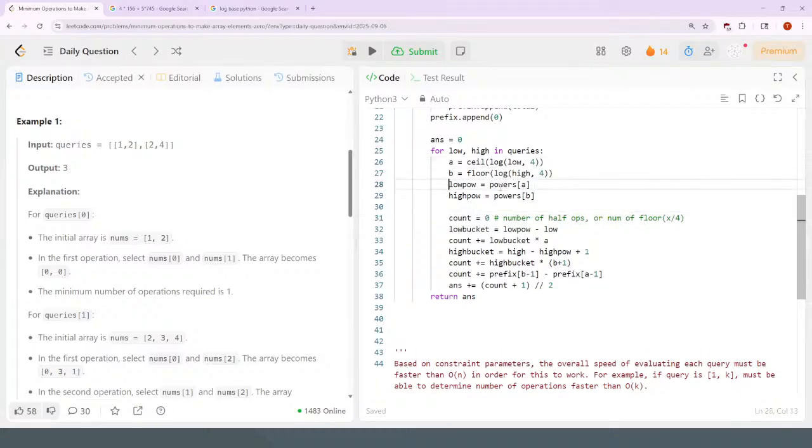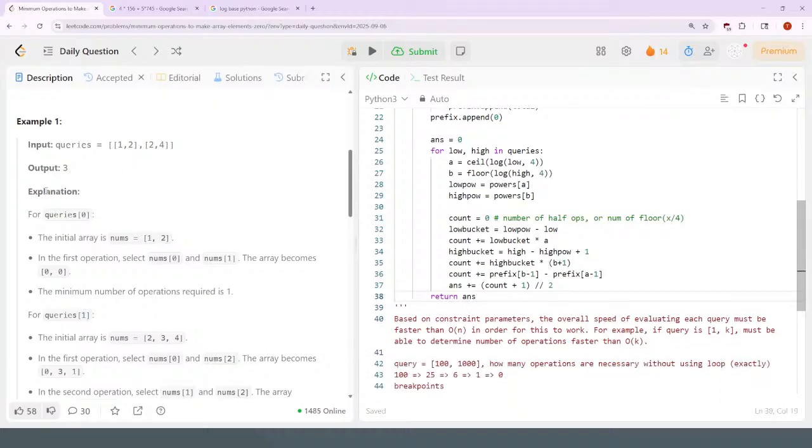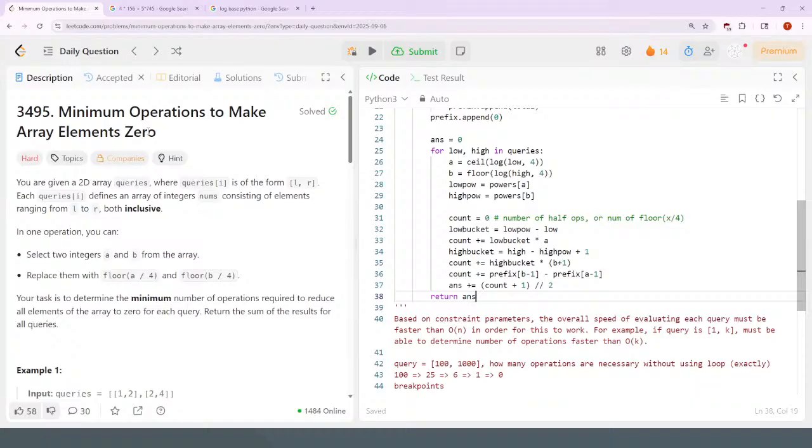Okay, so that's that. Number of half operations. Low bucket count. Okay, I think that's all fine. I wonder if there was a slight optimization I could do to combine ranges, combine queries into some meta query, and then do just a single pass on a meta query. That probably would be too hard, to be honest.